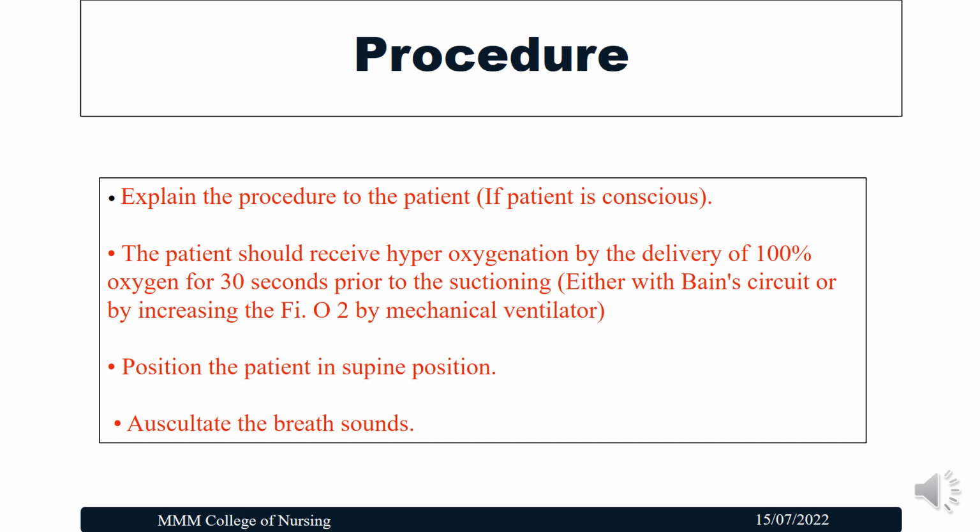If the patient is conscious, explain the procedure to the patient. Before doing the suctioning, we should hyperoxygenate the patient. The patient should receive hyperoxygenation by delivery of 100% oxygen for 30 seconds prior to the suctioning, either with an Ambu bag or with the FiO2 of the mechanical ventilator. By increasing the FiO2 in the mechanical ventilator, we can hyperoxygenate the patient before doing suctioning. Then position the patient in supine position based on the consciousness of the patient. Then auscultate for the breath sounds.